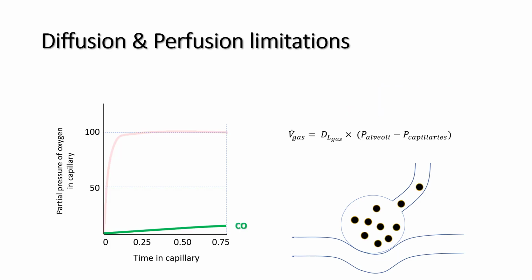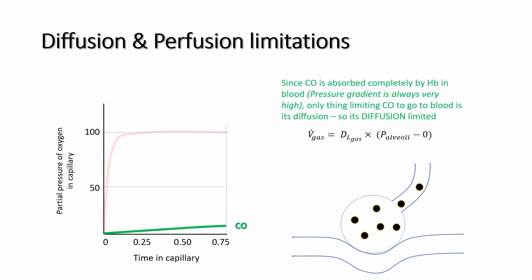Another gas called carbon monoxide also diffuses in the same way. However, it is uptaken by the hemoglobin molecule pretty rapidly. Thus the pressure gradient remains constant and you don't need perfusion for the carbon monoxide to enter the blood. So carbon monoxide is diffusion limited.